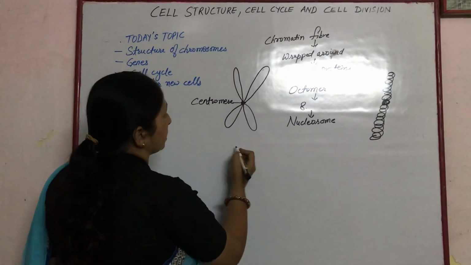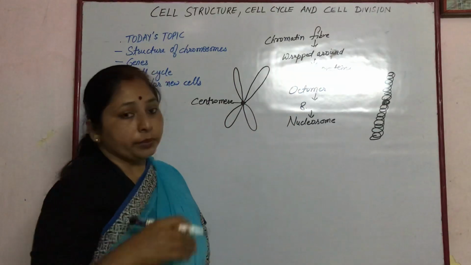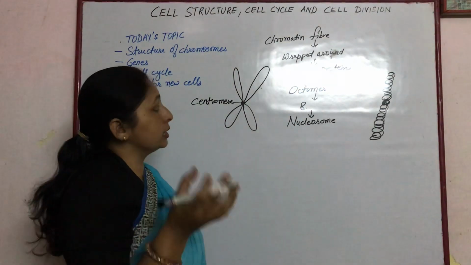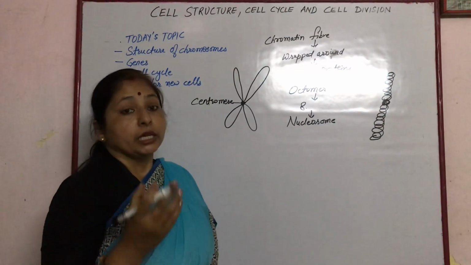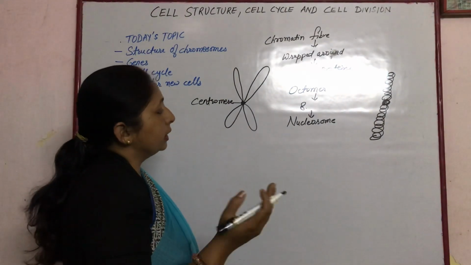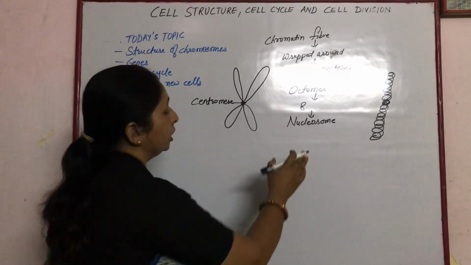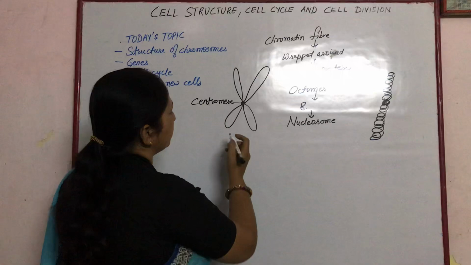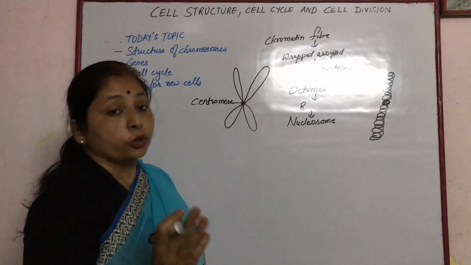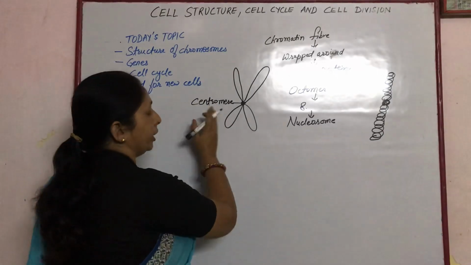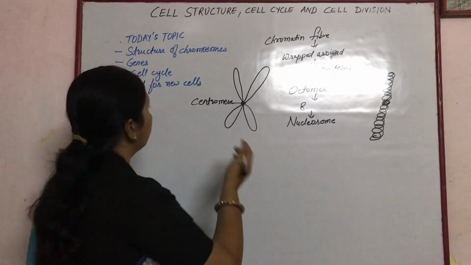Again, this is the structure of chromatin fibers wrapped around histone proteins. All these together form a group of 8, that is the octamer. When they form a group of 8, they are called nucleosomes. These nucleosomes are wrapped around to form chromatids. When the chromatids join together, the point of attachment is known as the centromere.